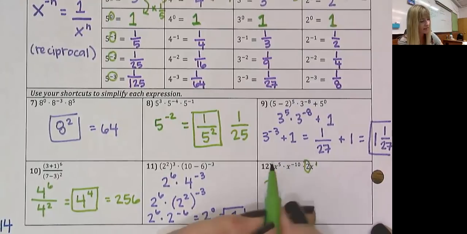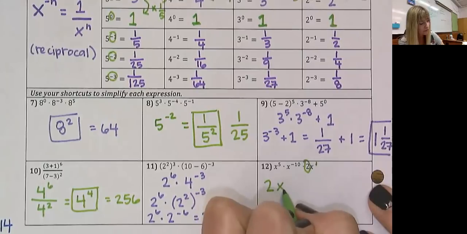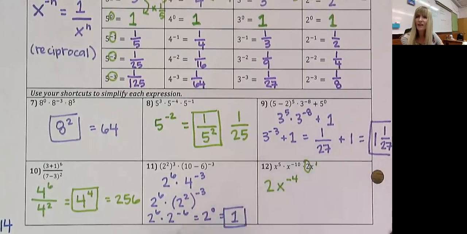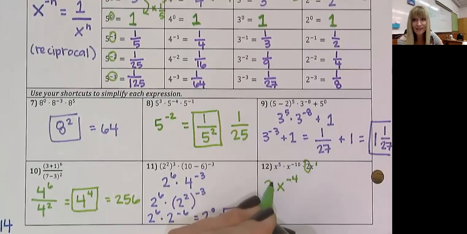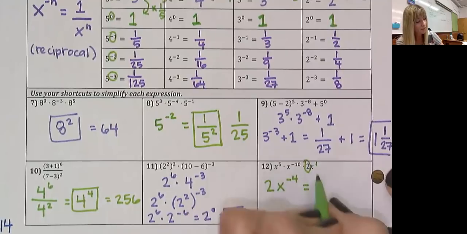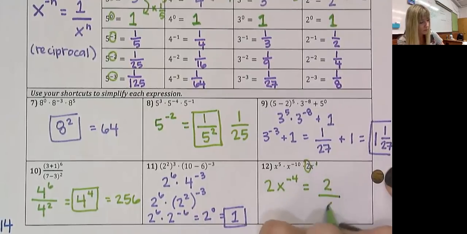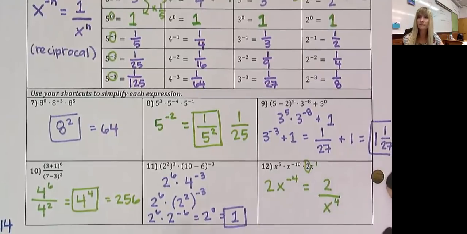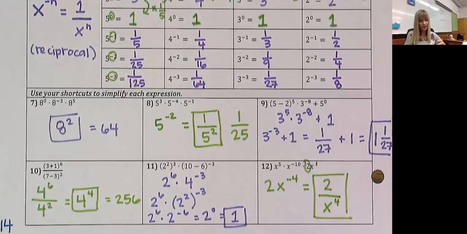5 plus -10 is -5 plus 1 is -4. Negative exponents are reciprocals. But this guy right here does not have a negative exponent. Watch this. You ready? That means the 2 stays on top and the x to the 4th flips to the bottom. Done. Whew, that was a lot.